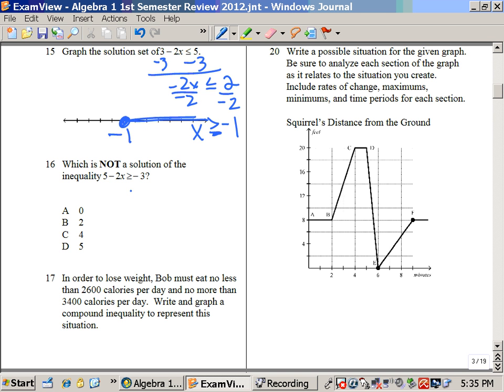Okay, number 16, which is not a solution. So I think I need to first find the solution. Subtracting -5 first. -2x is greater than or equal to -8.